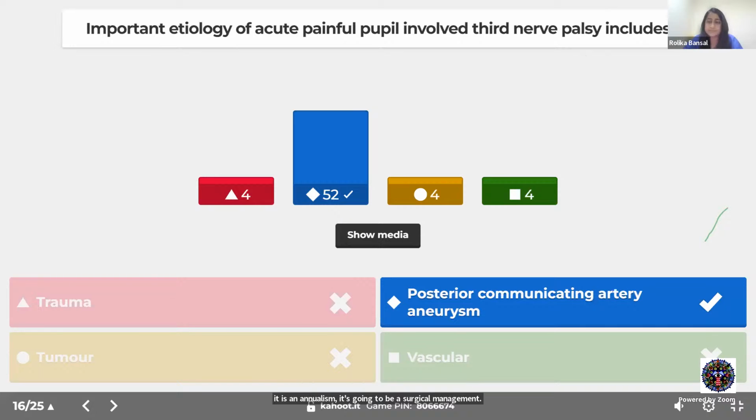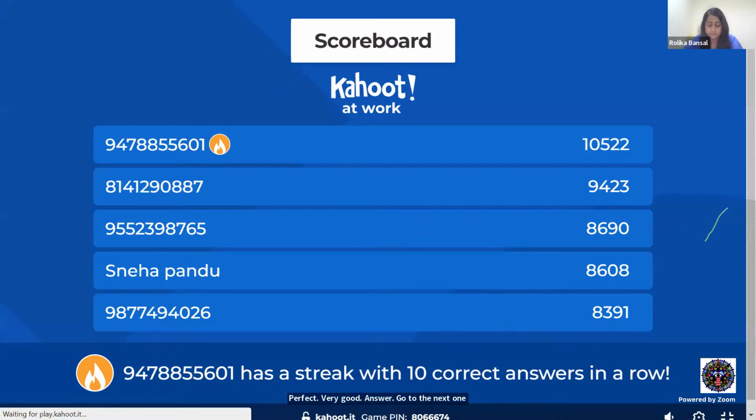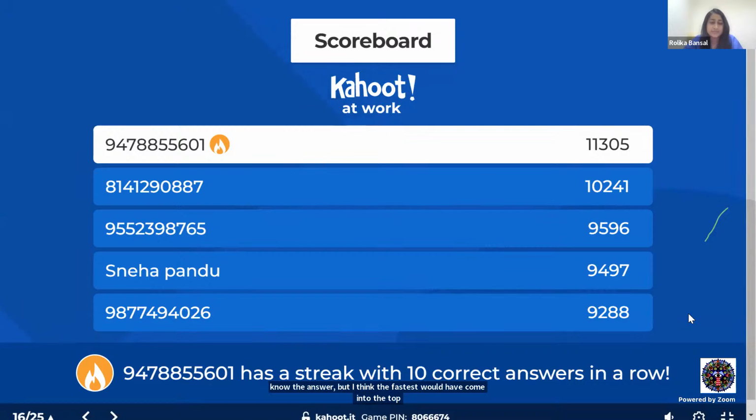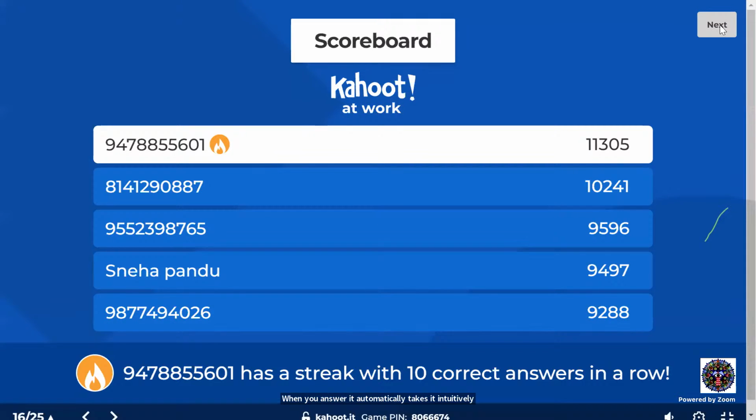Right, sir. It's probably the fastest who has made it into the top 5. And I think the fastest would have come into the top 5. Right. And also that is because 5601 has had a streak with 10 correct answers in a row. So back to back, when you answer, it automatically comes intuitively. Perfect. Double phase 601. Perfect.